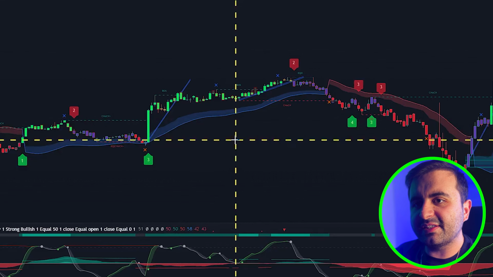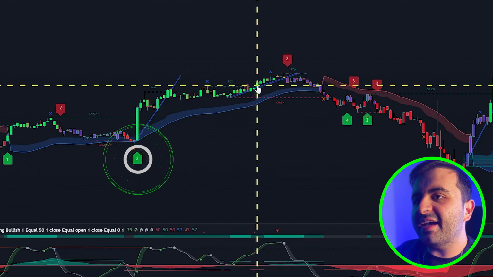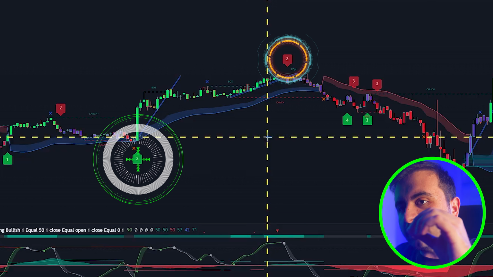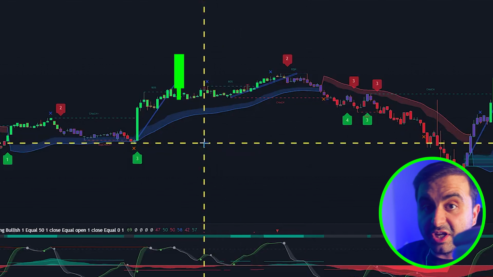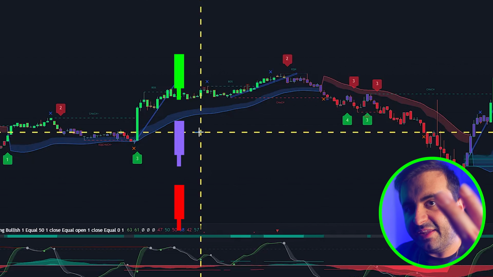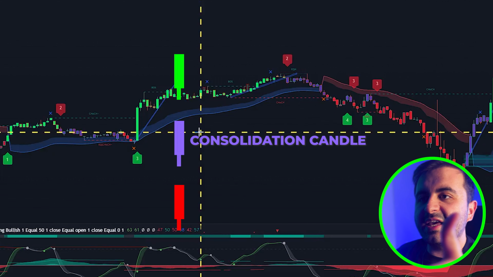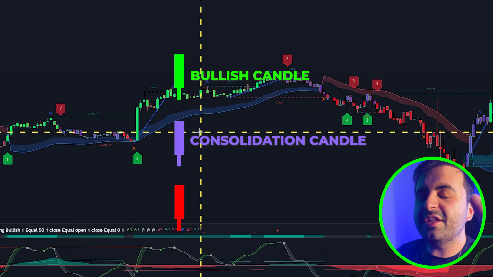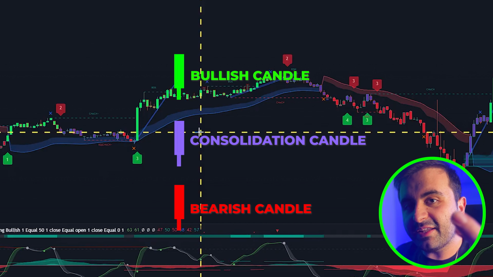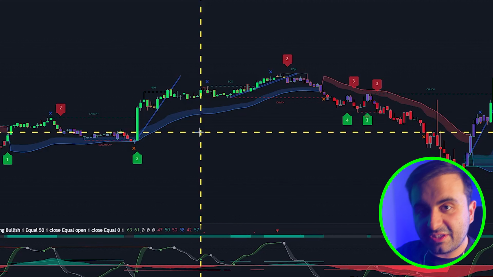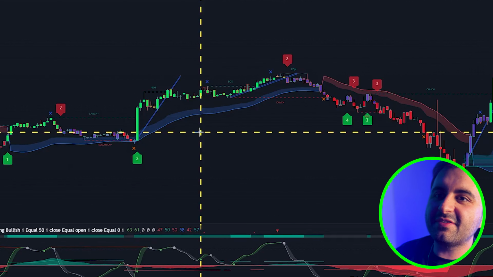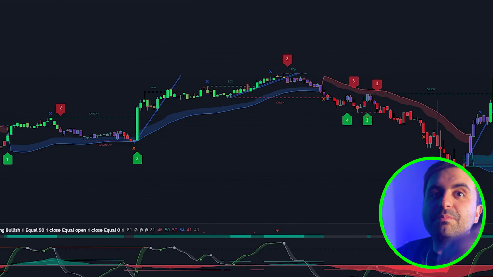It will give you the buy and sell signals, and it will also change your candle colors to green, purple, and red. The purple means it's a consolidating, ranging market. The green means it's bullish, and the red means obviously a bearish market. So that's everything you need to know about the signals and overlays, and let's go and check the price action concepts here.